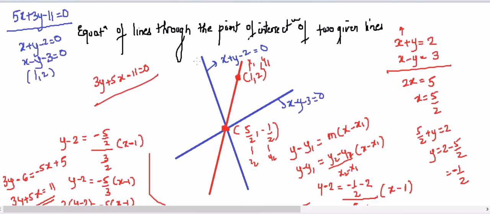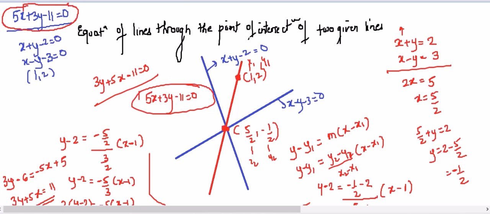So from both the methods, you will get the same value. If I rearrange, I will get 5x plus 3y minus 11 equals 0, which is the same as what we calculated before. You can go for either of these methods, but the second method is way simpler, because you know how to solve simultaneous equations, and also you know how to calculate the line passing through 2 points. So that's it for today in straight lines.